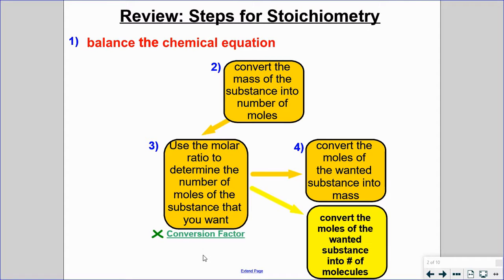After you've figured out the number of moles of the substance that you're looking for, you can convert that number of moles back into a mass, such as grams, or you can convert it into the number of molecules or number of atoms if it's an element.